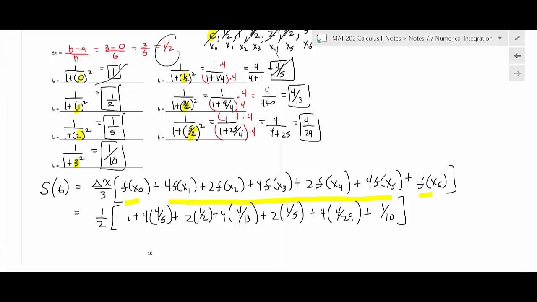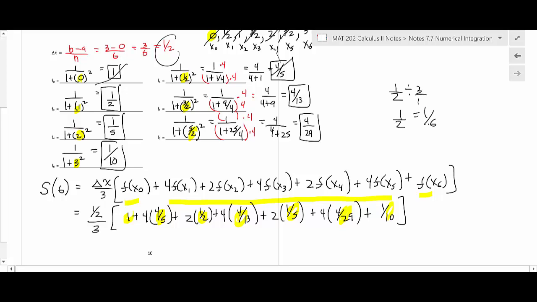All I'm doing is taking the values that we crunched out: the 1, 4/5, 1/2, 4/13, and so forth. Yes? You only have to divide delta x by 3. Oh, it's by 3. I forgot that. Thank you. I didn't do that right. Delta x was a half, so you have to divide that by 3. A half divided by 3 is 1/6. So I'm going to erase that and make that become 1/6.